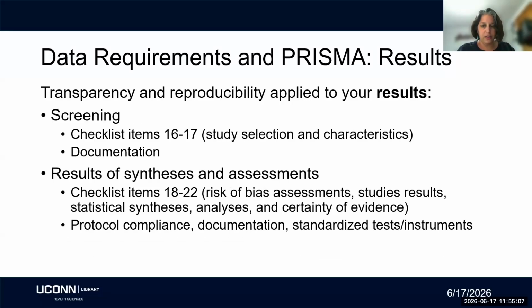Going down the checklist further, when we get to the results content, again, screening, checklist items 16 and 17, your study selection and characteristics. This goes back to documentation. And the results of your syntheses, assessments, checklist items 18 through 22, risk of bias, study results, statistical syntheses, analyses, and certainty of evidence. This all goes back to protocol compliance, documentation, standardized tests, and instruments. And again, this just all goes back to transparency and reproducibility, really important topics in data management.